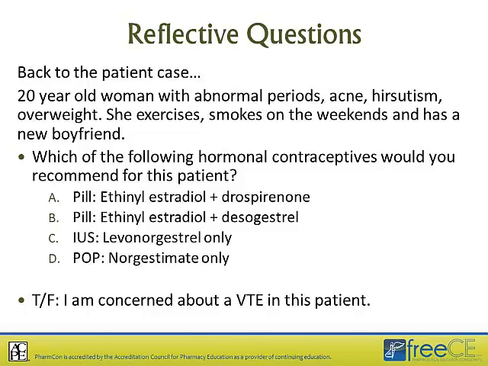Let's go back now to the patient case and the reflective questions that I asked towards the beginning of the presentation. So just to refresh your memory, this is a 20-year-old woman with abnormal periods, acne, hirsutism, and overweight. She exercises, smokes on the weekends, and has a new boyfriend. And I had asked you, which of the following hormonal contraceptives would you recommend? So now, after having what I've presented, would you recommend one of those two pills, the intrauterine system, the progestin-only pill, or the transdermal patch?